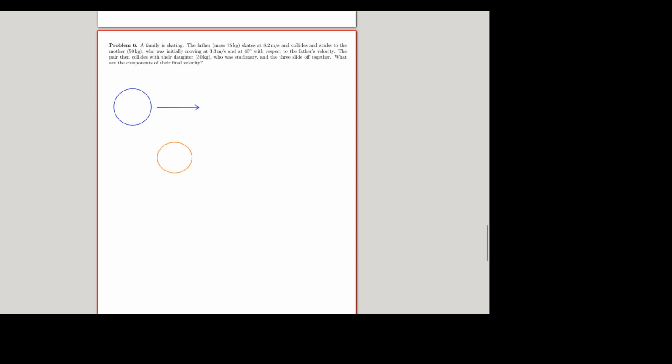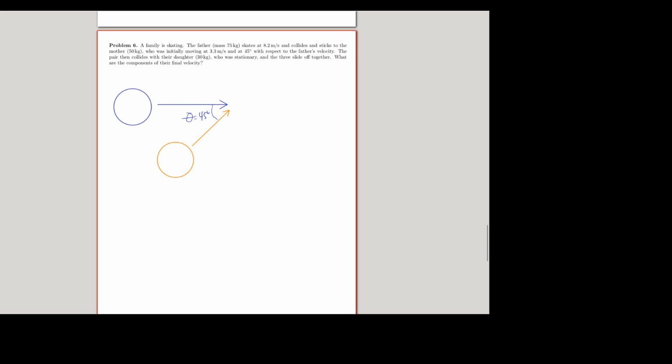The mother goes this way. Draw those arrows like that. Because one of the other things that we know is that this angle here is 45 degrees.